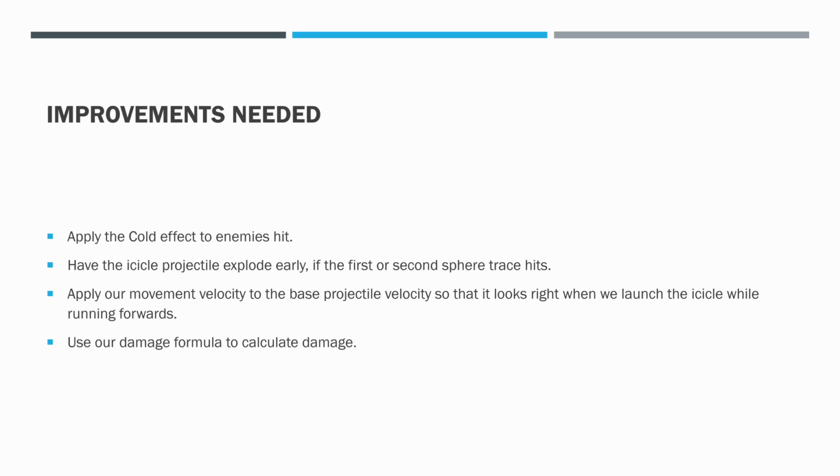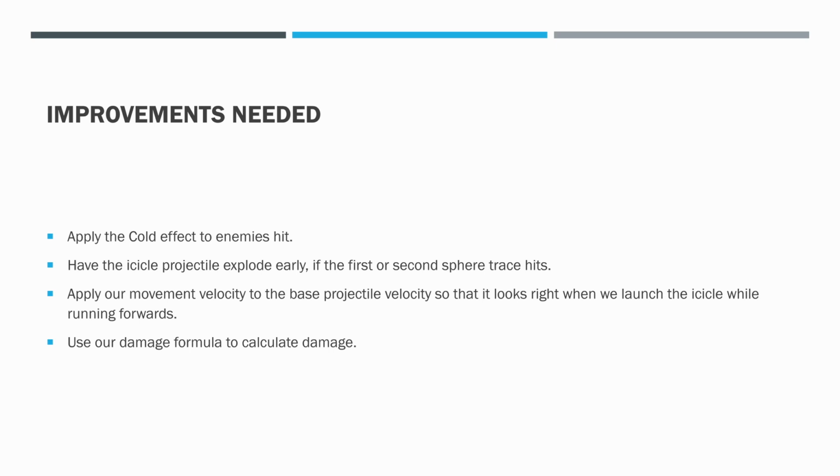In last week's video I had a slide that listed some future improvements. I've copied those here. So we need to apply the cold effect to enemies hit. Then we need to have the icicle projectile explode early if the first or second sphere trace hits. Remember there were 3 sphere traces in a row, and what was happening is that even if the first sphere trace hit, it still did the second and the third, and the projectile looked like it went through. It wasn't looking good, and we can definitely improve that with a little bit of replication.